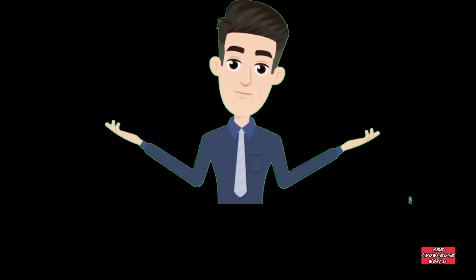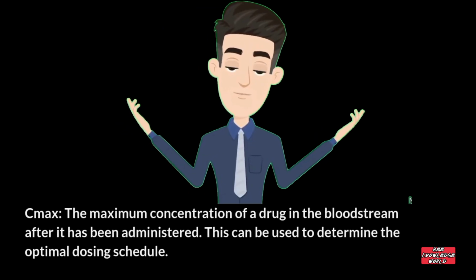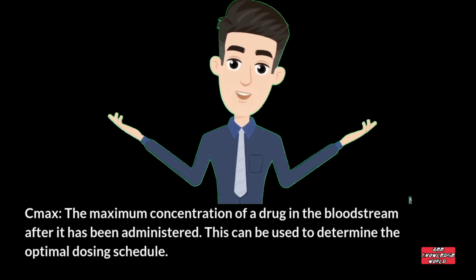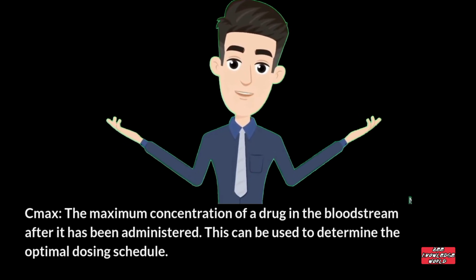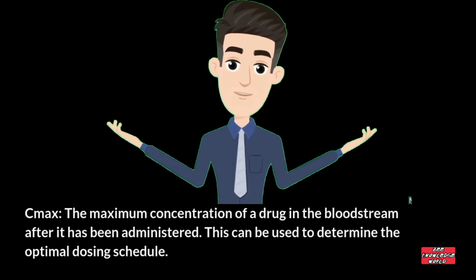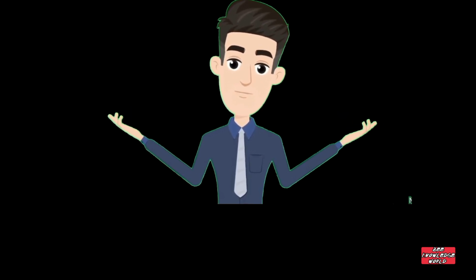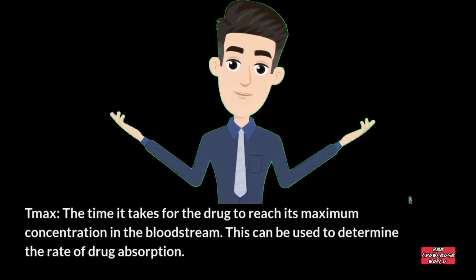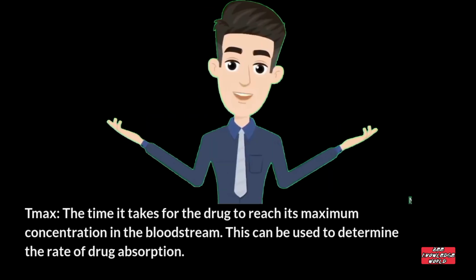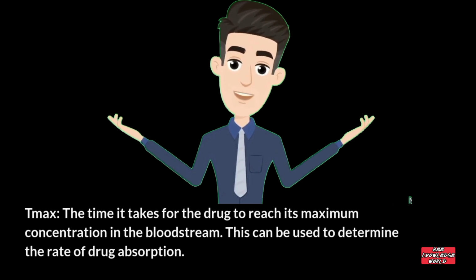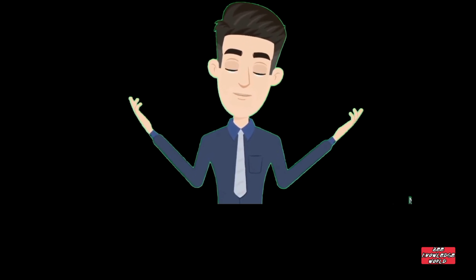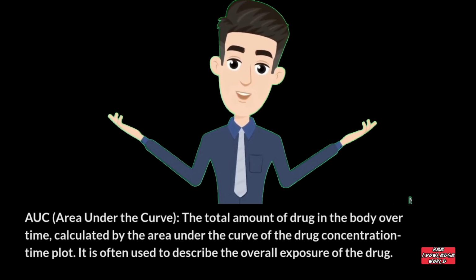the body. Cmax, the maximum concentration of a drug in the bloodstream after it has been administered. This can be used to determine the optimal dosing schedule. Tmax, the time it takes for the drug to reach its maximum concentration in the bloodstream. This can be used to determine the rate of drug absorption.